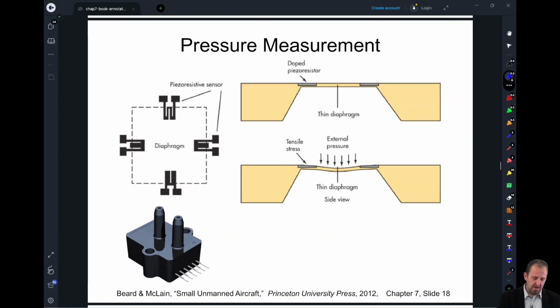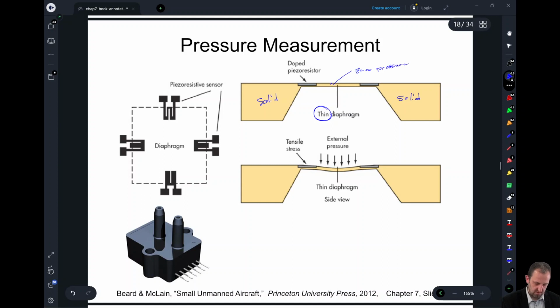So the pressure measurement is done by forming this. We have a solid region and a solid region, and it's solid, but this is really thin, right? So we have a thin diaphragm. And so this is a zero pressure difference. So it's going straight, right, under zero pressure difference.